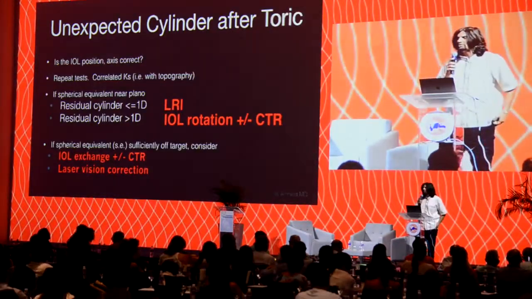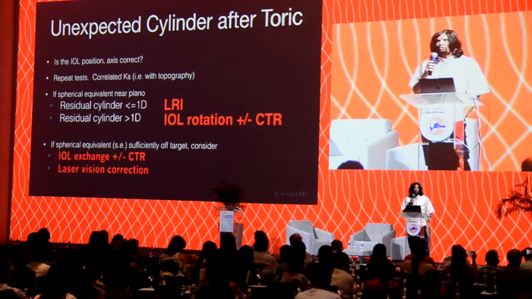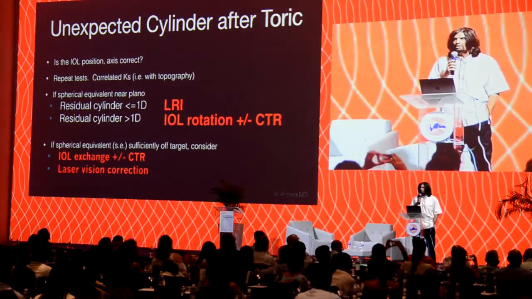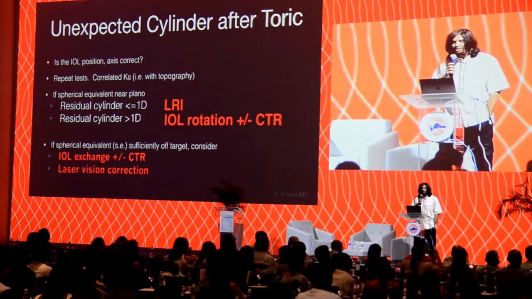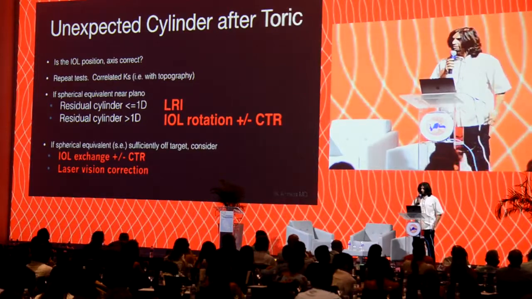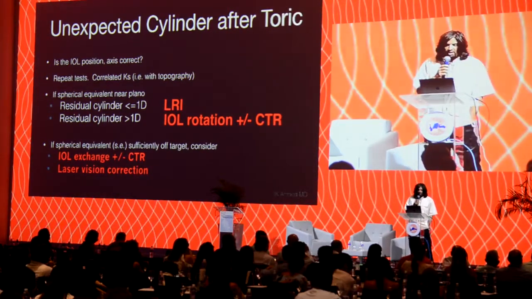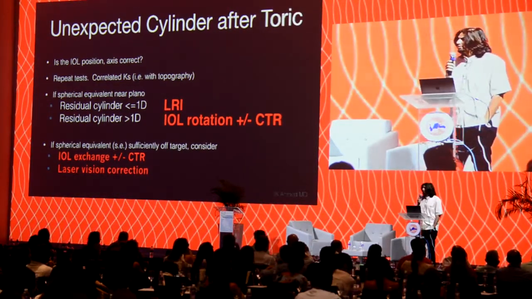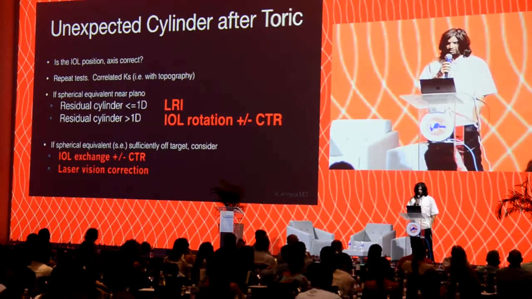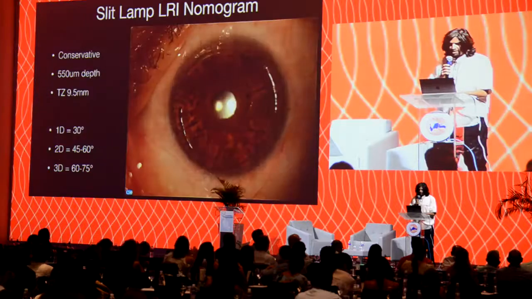Now, what do we do in these situations here? Well, first of all, we want to check the axis, make sure the spherical equivalent is appropriate. If it isn't, we may need to think about either exchanging the lens or perhaps doing a laser vision correction. And I do then decide whether we will try to do a corneal treatment with LRIs or whether we will consider doing a toric rotation.